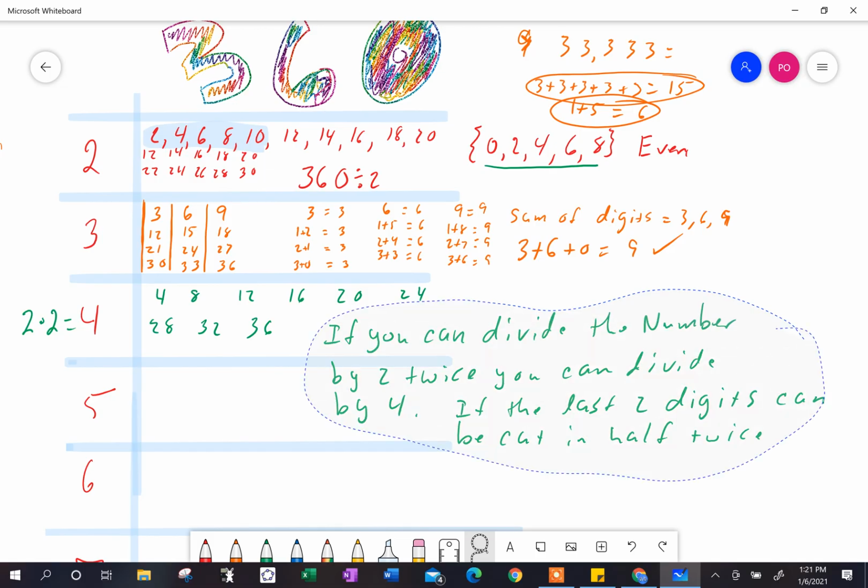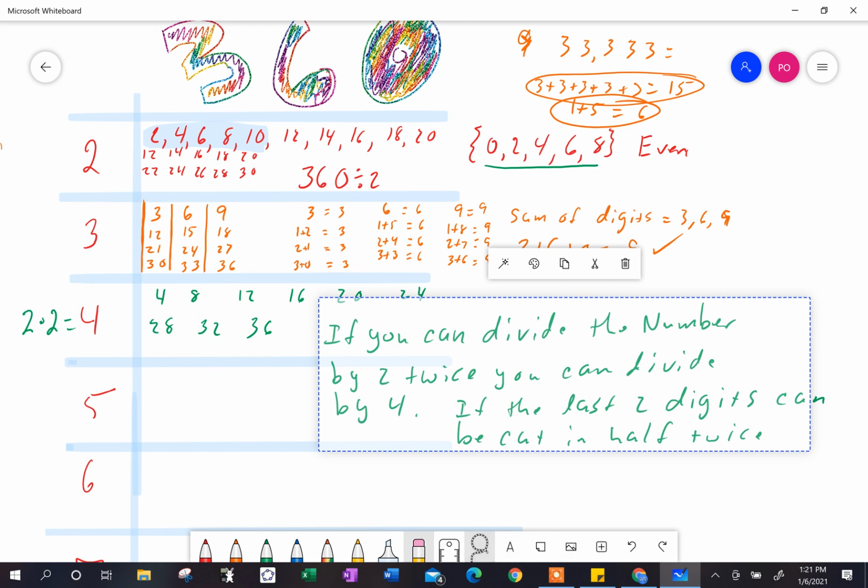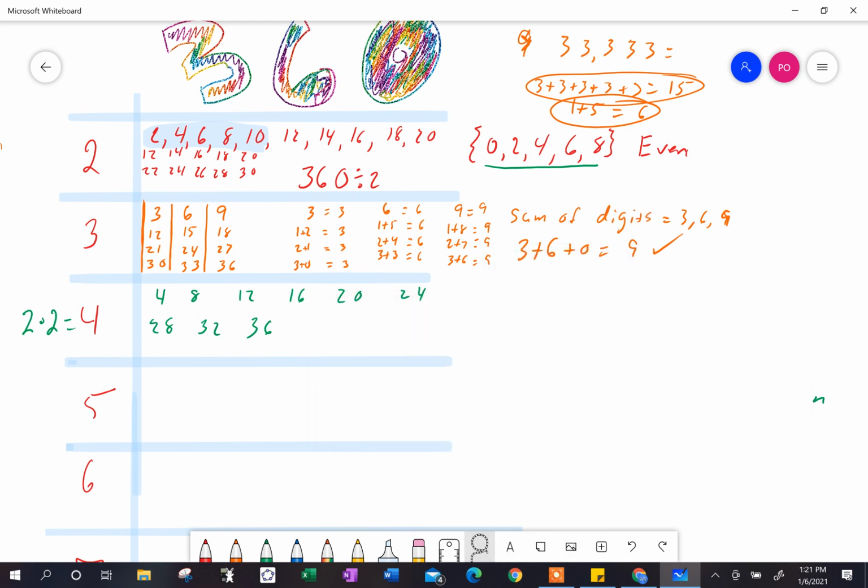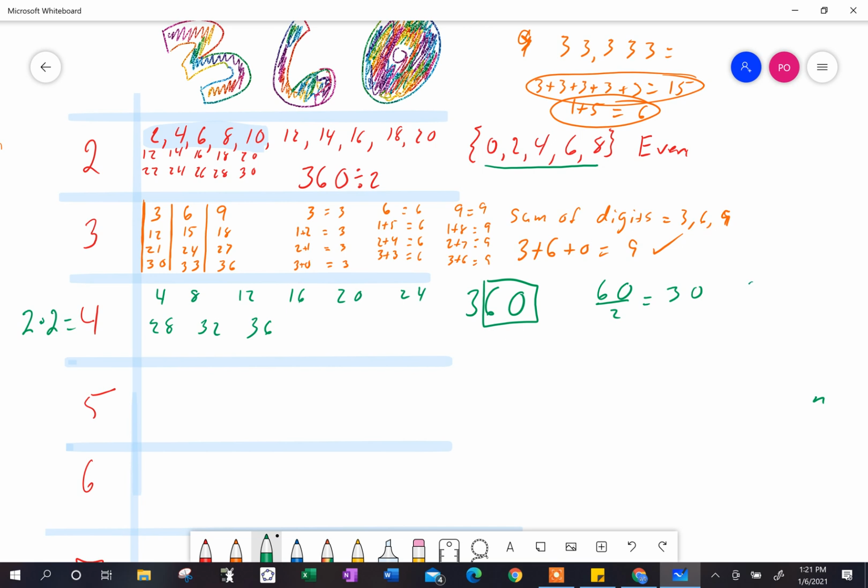So, with that said, I'm going to take a look at the last 2 digits of 360, which are 60. Can I cut 60 in half? Sure. 60 divided by 2 is 30. Can I cut 30 in half? Sure. 30 divided by 2 is 15. So therefore, I can divide 360 by 4, and that will work.